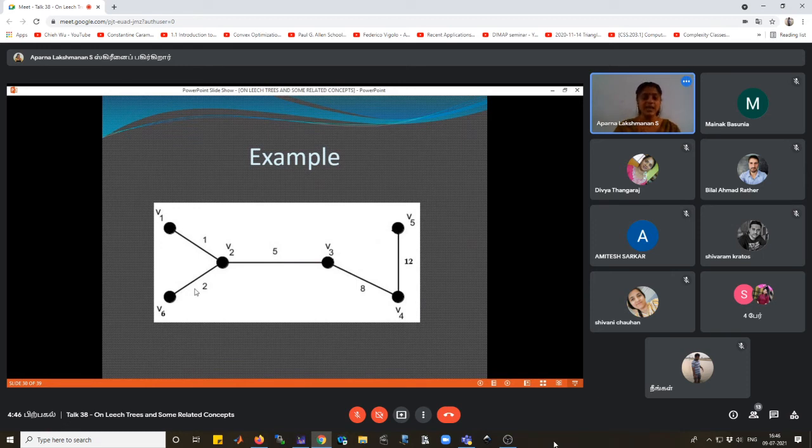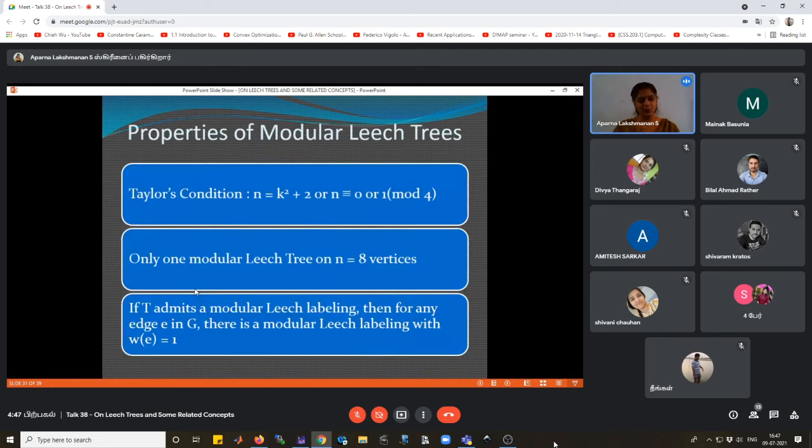Path weights being taken modulo k, where k is equal to 60. So here you have a modular leech tree which is not a leech tree. So definitely there are modular leech trees which are not leech trees, but much is not known. Okay. Again, for modular leech trees, Taylor's condition.